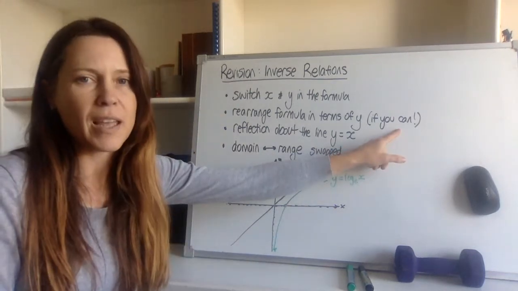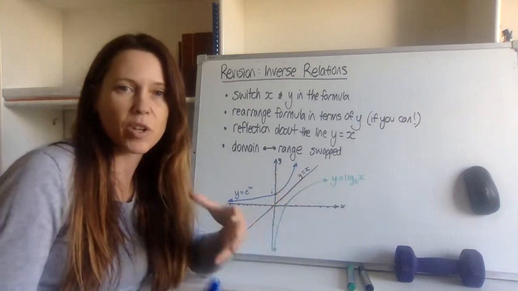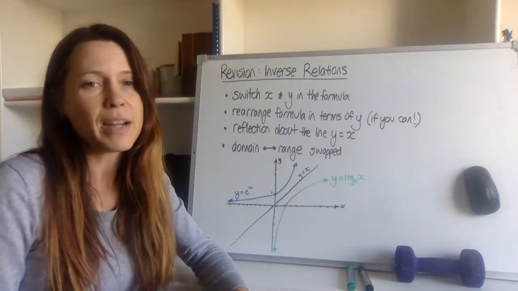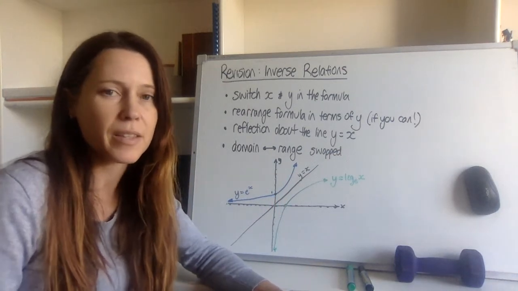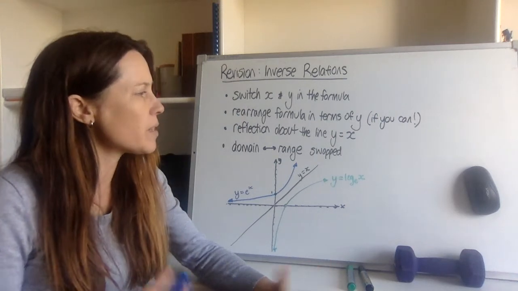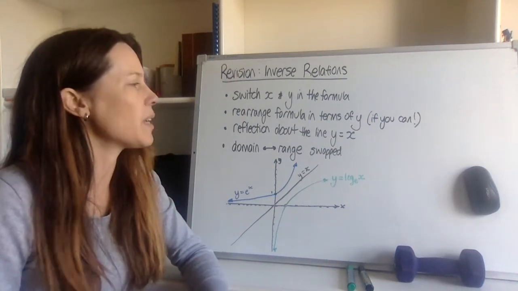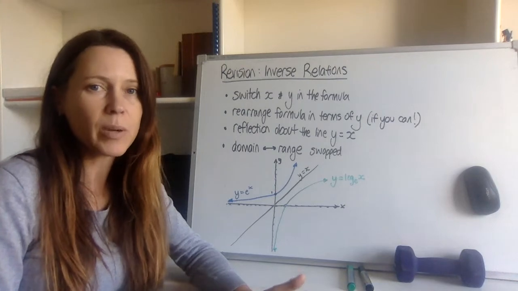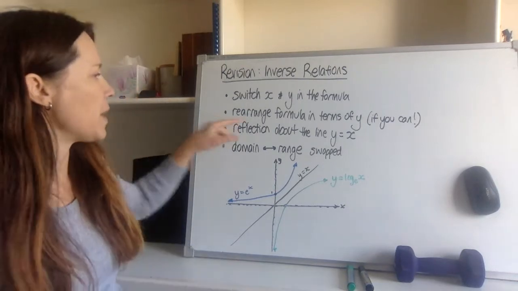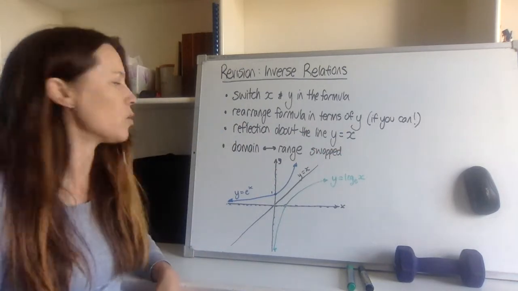I've written if you can because sometimes you've got a formula that's so complicated it's really hard to rearrange, and you wouldn't be expected to do that in this course. If it's a simple one, something linear, something that can easily be adjusted, perhaps you might need to complete the square, then you could be asked to rearrange it in terms of y, and that's normal to do that.